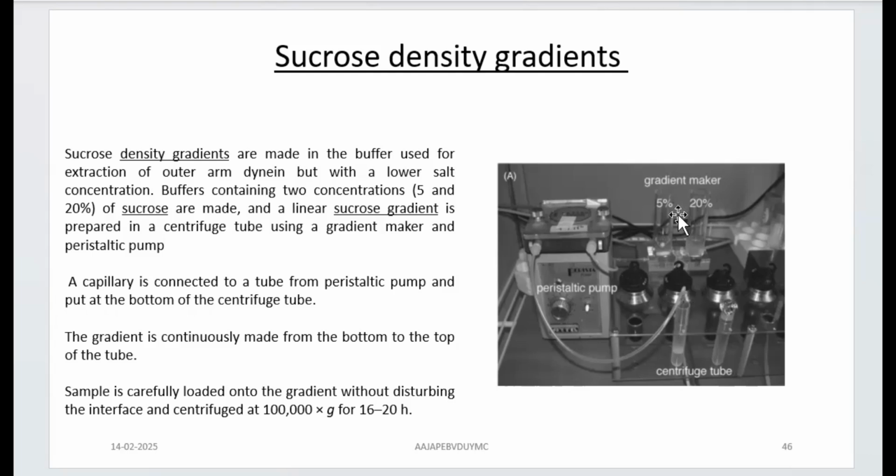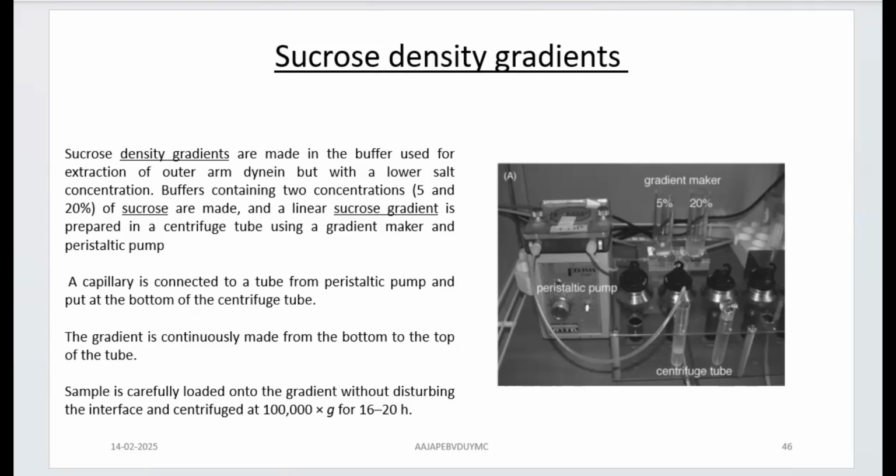So if you want to mix the two in particular proportions so that you can prepare the desired gradient, or 20 at the base followed by 5 at the top, and then allow diffusion to happen so that you reach a gradient between 5 and 20. That is possible, but yes, different concentrations can be mixed to get 15%, 10%, and like that. Fine. So the sample is to be loaded once your gradient is ready. So this is how a peristaltic pump and a gradient maker instrument will look like.